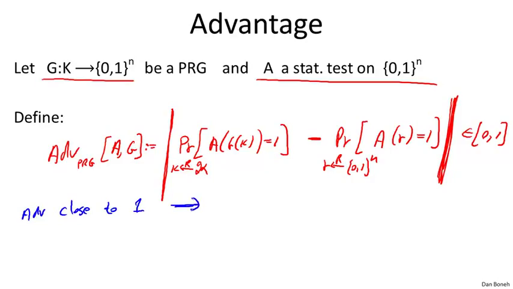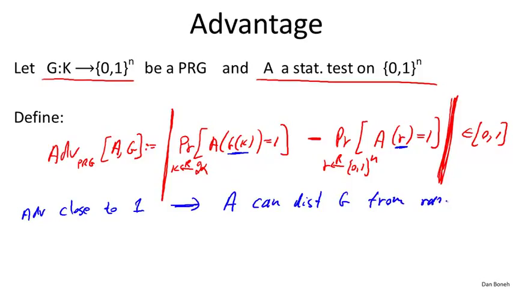That means that somehow the statistical test A behaved differently when we gave it pseudo-random inputs, the output of the generator, from when we gave it truly random inputs, right? In one case, it output 1 with a certain probability, and in the other case, it output 1 with a very different probability. So what that really means is that the statistical test can basically distinguish the output of the generator from random.